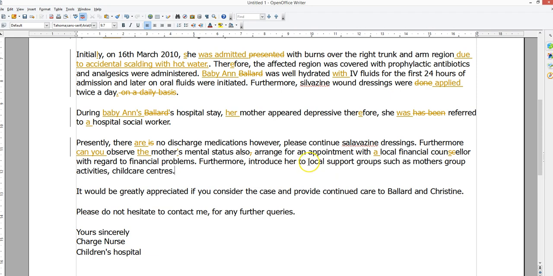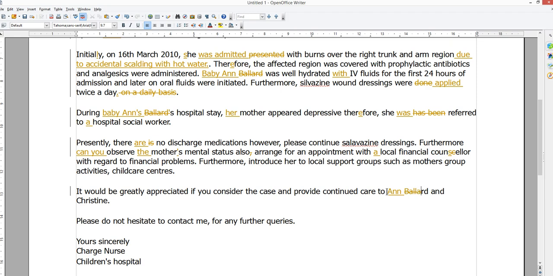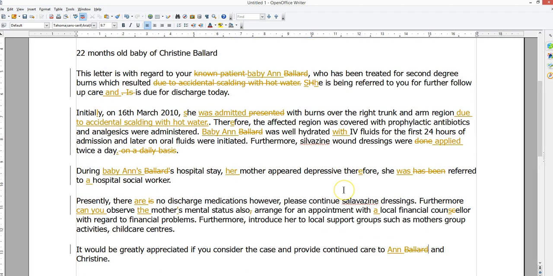Now, local support groups, when you go into the doctor's surgery or to a healthcare clinic or centre, if you look at the notice board, there's usually posters and advertisements for mothers groups and support groups, etc. So that would be part of it. I don't really know if they would help you with your finances though. Anyway, it would be greatly appreciated if you consider the case. Well, you're not just going to consider it, they will obviously do it, because that's what they do. They're not going to consider it and say, nah, I'm not taking that. Of course, they will take it and provide continued care to Anne, or baby Anne, and Christine, not Ballard.